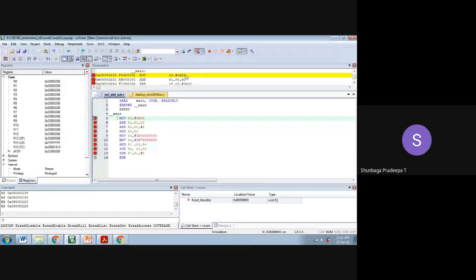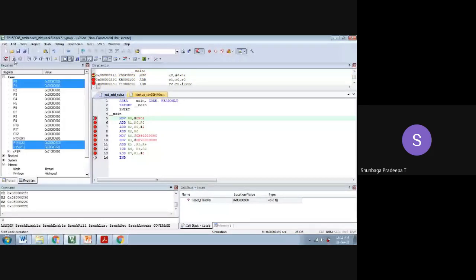Once I start with this run, the default values are loaded here. The cursor is now pointing to the first instruction. It is not executed, it is referring to that first instruction. Once I start with the run, the first instruction is executed and it has moved the pointer to the next. R0 is now loaded with the immediate value hex 02. You can see that R0 is now updated with 02.